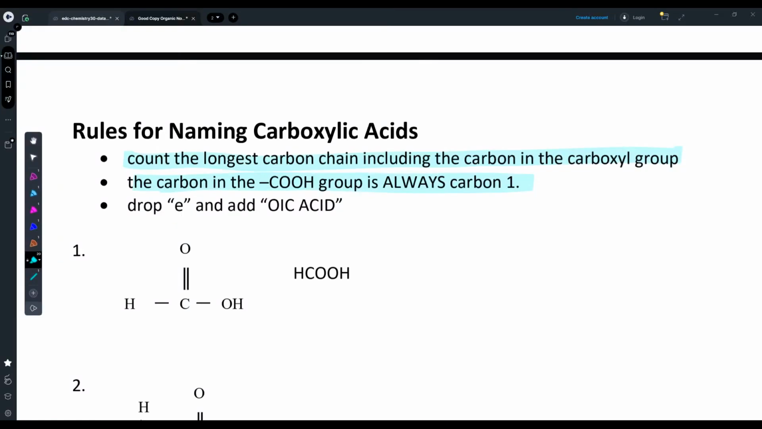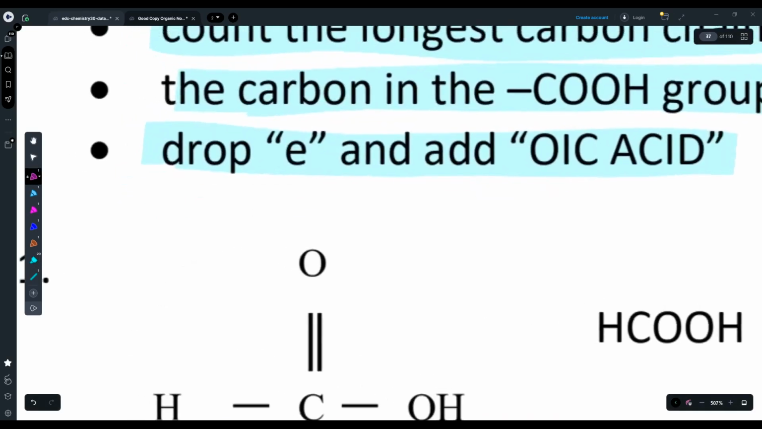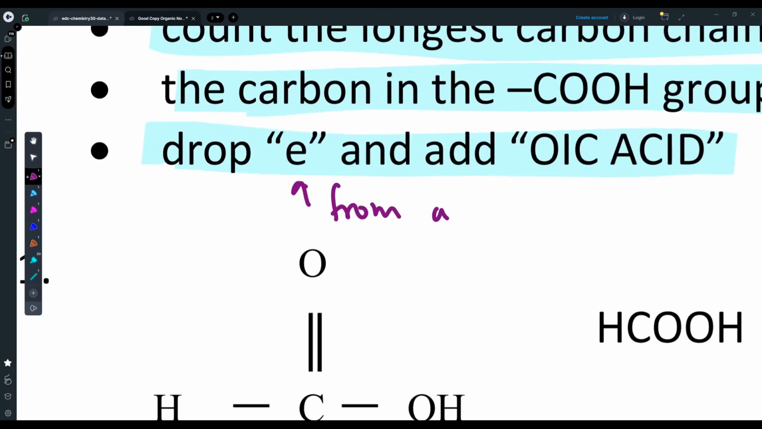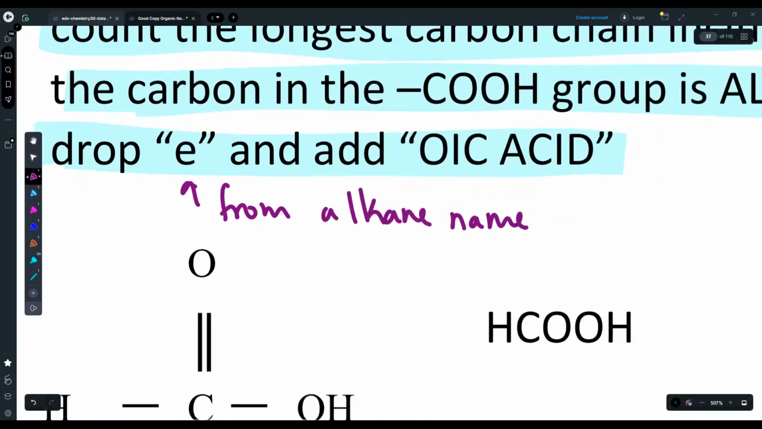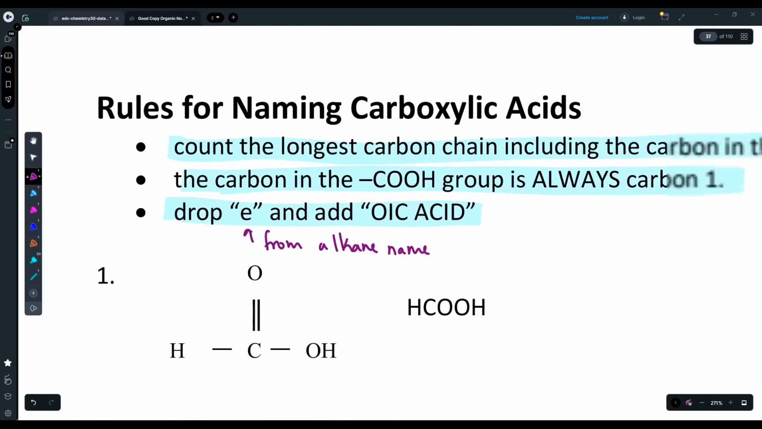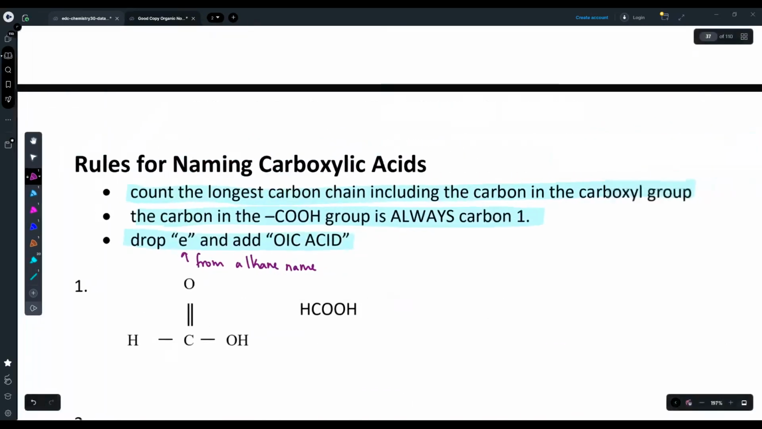And then to name carboxylic acids, you're going to start off the name kind of like how you would name an alkane, but you're going to drop the E in the alkane name and replace it with oic acid. So drop the E from the alkane name and then replace it with oic acid.